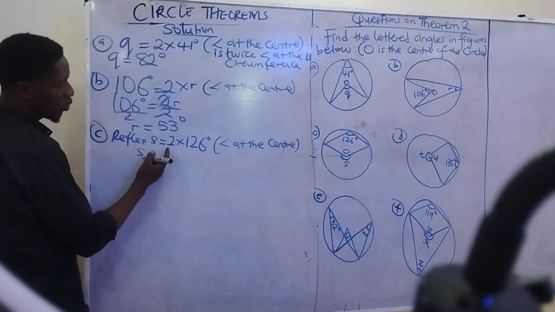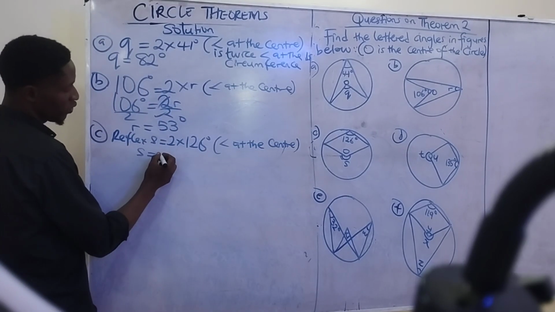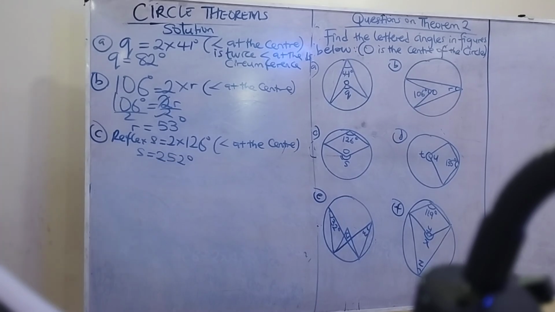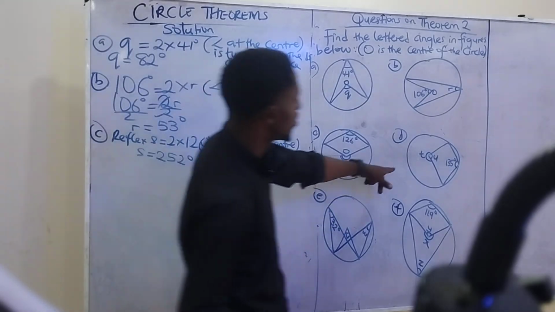So x is equal to 2 times this, which should give you 252 degrees. 252 degrees, and that is the answer. Then we'll go to this D.